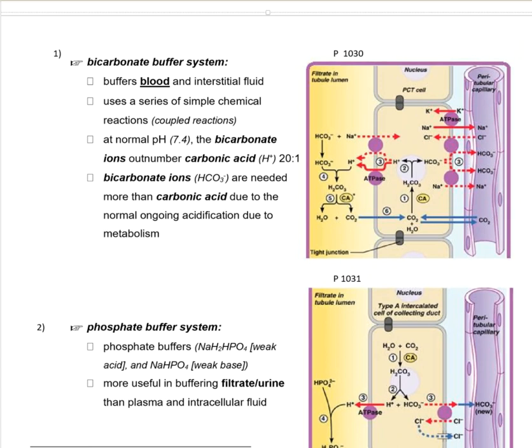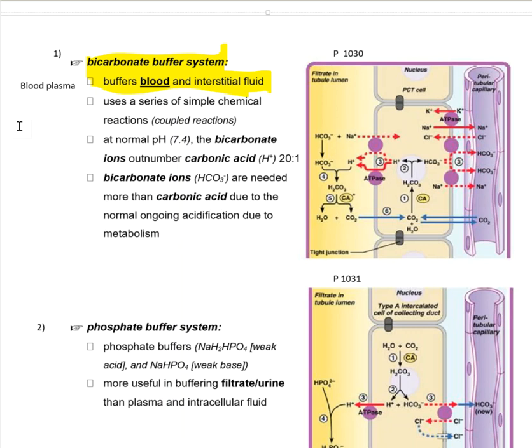Now, what I want you to focus on is not memorizing these drawings over here. But what I want you to think about is a couple different things. 1, the name of the system. So in this case, the bicarb buffer system. 2, where it's buffering. So it buffers blood and interstitial fluid. And blood is specifically the plasma, right? When I say buffering blood, the fluid portion.